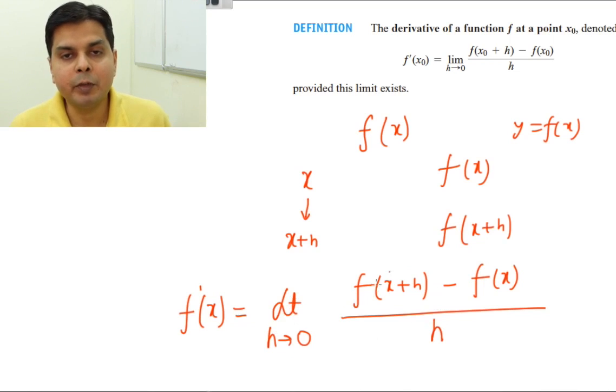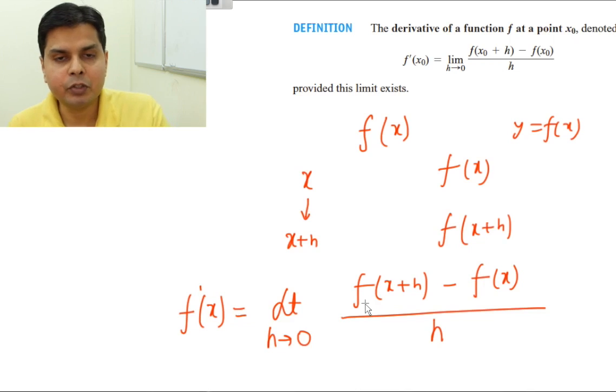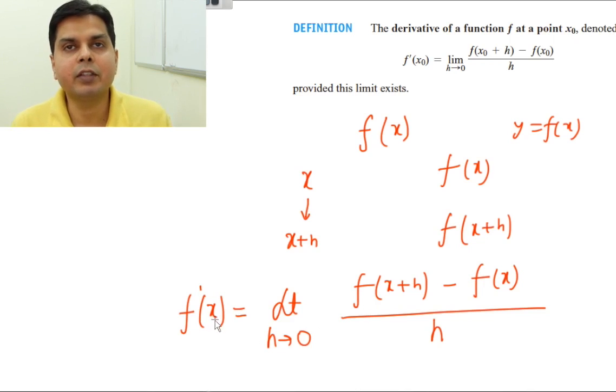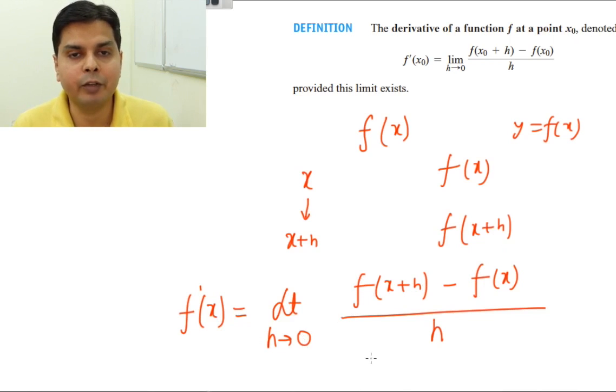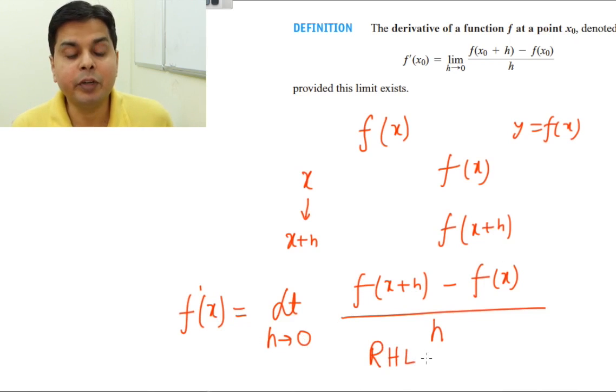Now since this is a limit, there are certain cases in which the limit of a function does not exist. If this limit does not exist, then we will say that the derivative also does not exist. If this limit exists, then we will say that the function has a derivative or a differential coefficient at that point x. Now for this limit to exist, what is the condition? The condition is that the right hand limit is equal to the left hand limit.